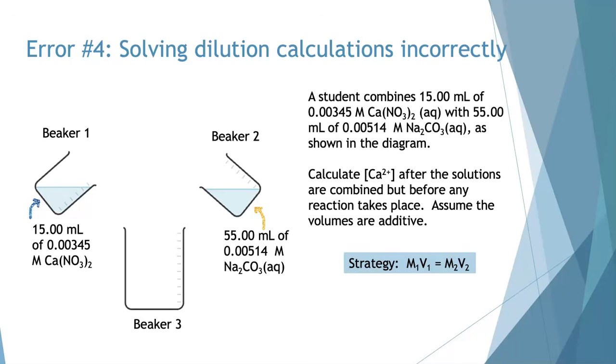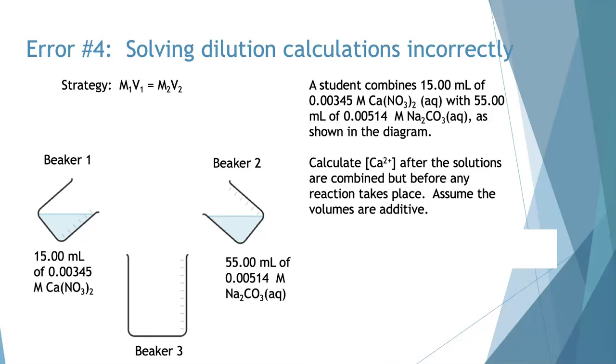All right, the strategy that you really want to use here is M₁V₁ equals M₂V₂, because the moles of calcium before and after the dilution are going to be the same, and that's why this is a valid approach. This is not an equation that's on your formula sheet. It's one that you should know and be able to work with, though. So reading through the problem, I've got calcium ion before and after. So my initial molarity of the calcium ion is 0.00345 molar. And it was originally in a 15.00 milliliter sample.